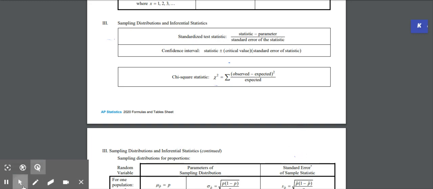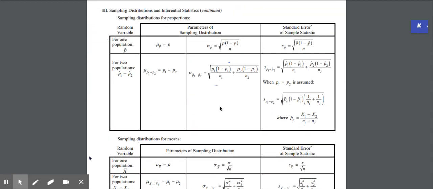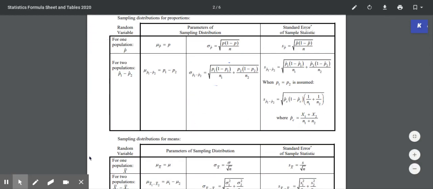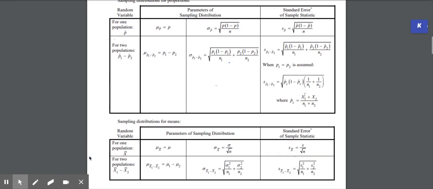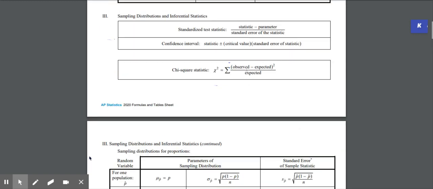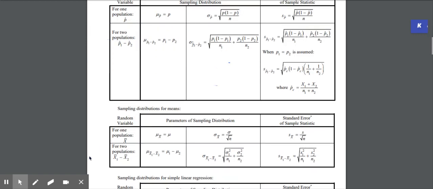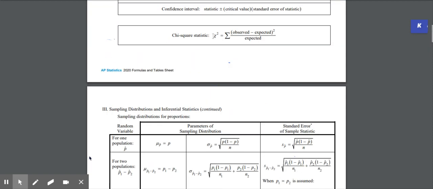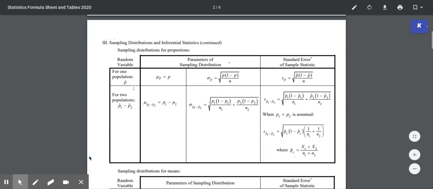Okay, so as we move on here, we can see the standard error of the sample statistics. This right-hand column is where you're going to find all of the formulas you would use for the standard error statistic in these two generic formulas. The point estimate that you see, they call it statistic now. So statistic is going to be over here.